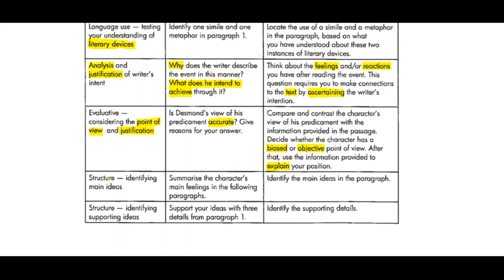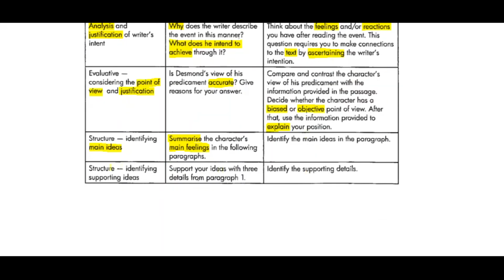Next will be structure. The structure type of question requires you to identify the main idea. A lot of times this will be in the form of having to summarize something. In this case, you have to summarize the main feeling. So you need to pick up only the relevant portions, the main ideas relating to feelings, from the paragraphs. The rest of the details you do not have to include in the answer. Of course, the opposite is that you need to identify the supporting details. You need to support whatever you are saying using the supporting details, and you just have to identify them from the passage.